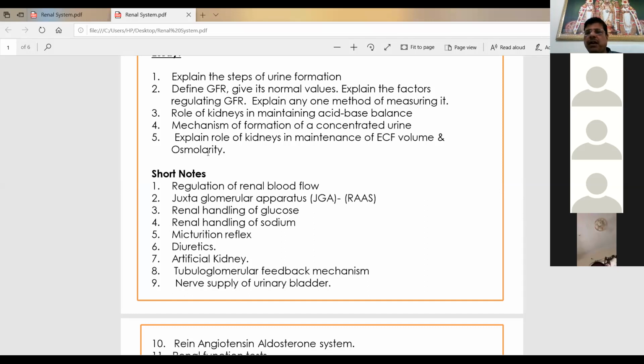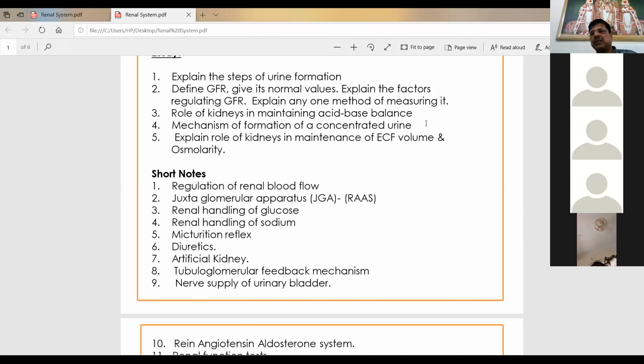Excretory system. Formation of urine. Why is it forming urine? To excrete waste products, metabolic waste. First function of kidney is excretion of metabolic waste products like urea, uric acid, ammonia. So many waste products are there. So that is the first function of the kidney. We have said it. So excretion of metabolic waste products, first function.